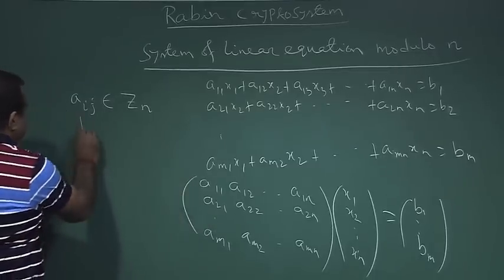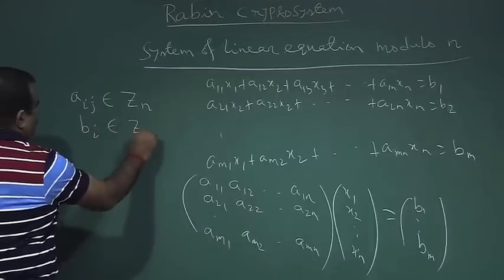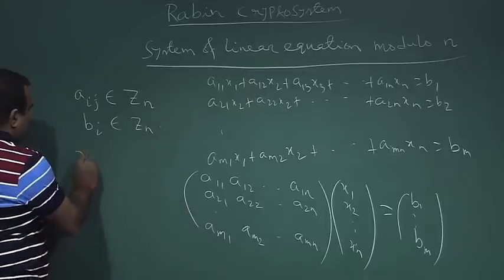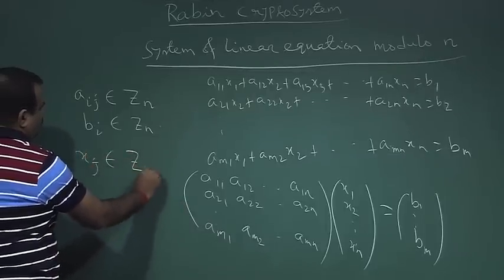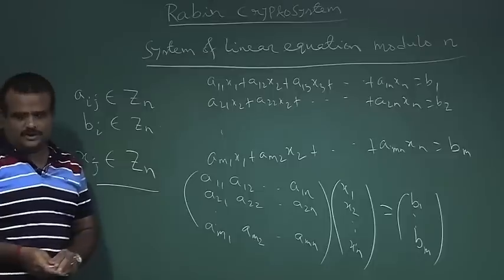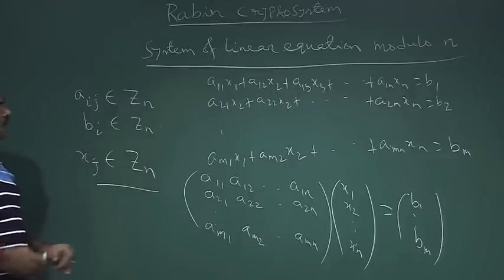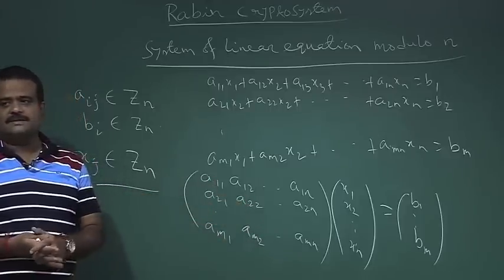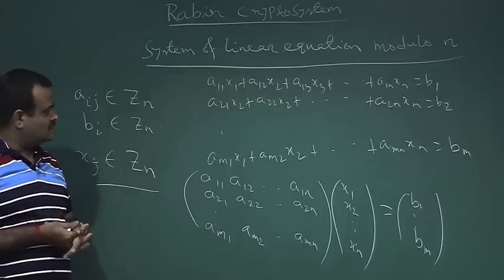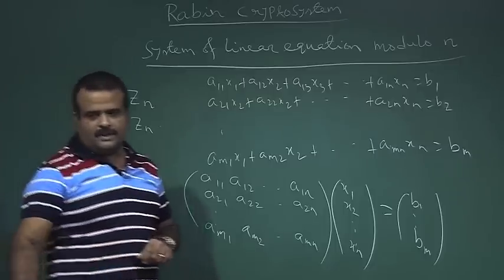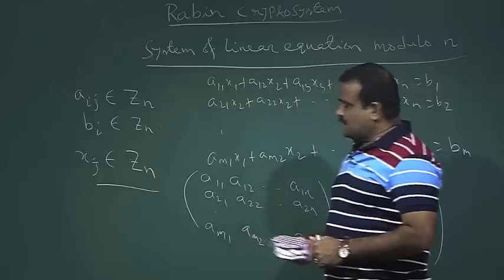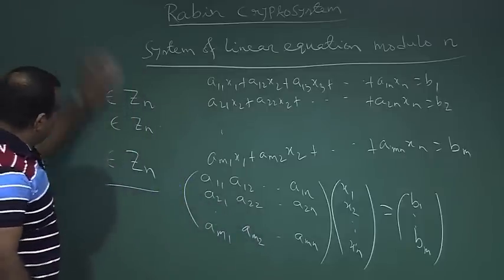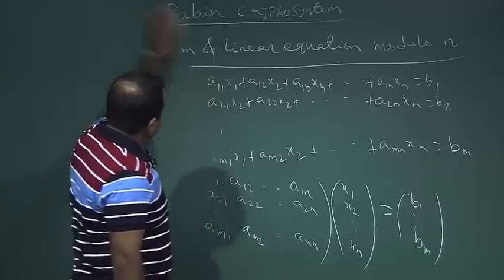And also each bi is coming from Z_n. So we have to find the solution for this. We have to find xi, coming from Z_n, which satisfy this system of equations. That is the problem. To solve this, we know we have to check that the rank of the augmented matrix is the same as the rank of the matrix. So, let us take a simple example of how we can solve this type of system of linear equations modulo some prime.